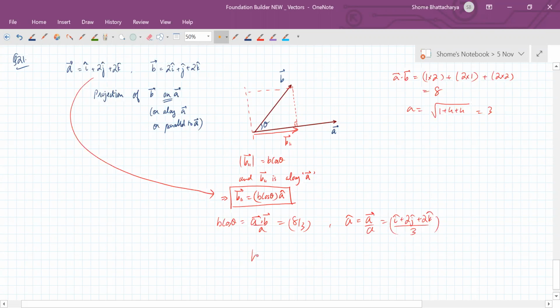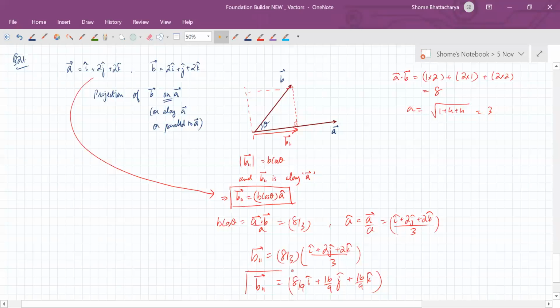So now B parallel will just become the product of these two things. B cos theta, which is 8 by 3, into A cap, which is divided by 3. So you can see it is 8 by 9 i cap plus 16 by 9 j cap plus 16 by 9 k cap. Or you can take 8 by 9 common and write it that way also. It doesn't really matter. However you want to write it.